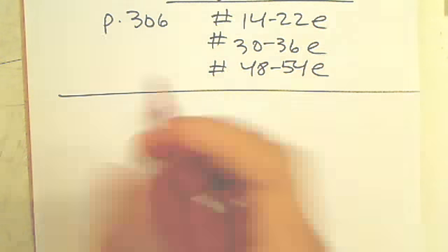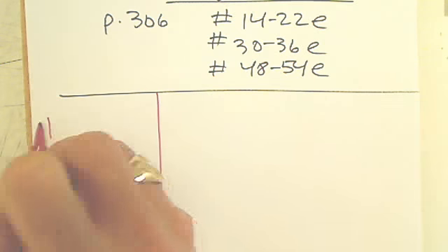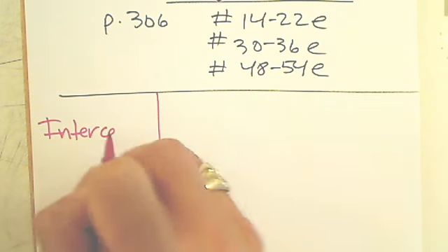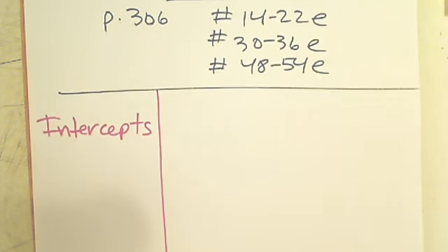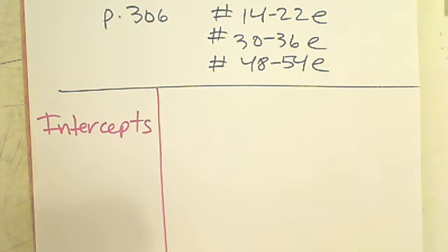Intercepts. Really, really easy. The homework assignment has 10 questions from the lesson, and then 4 review questions, so our homework is about 14 questions.